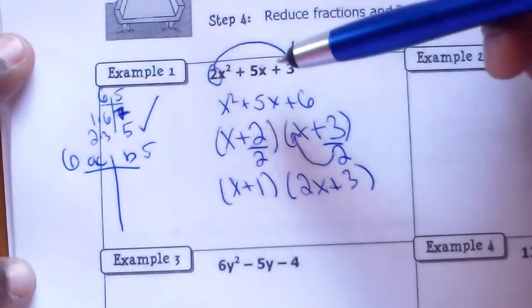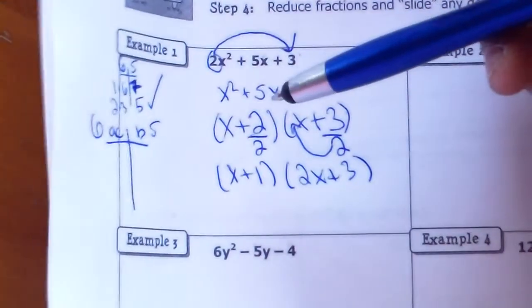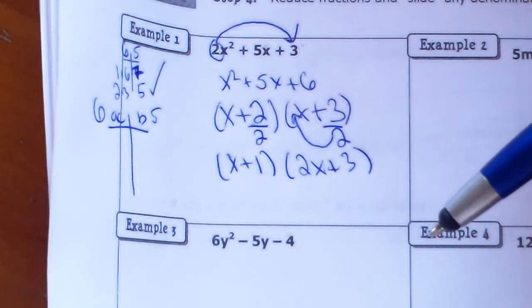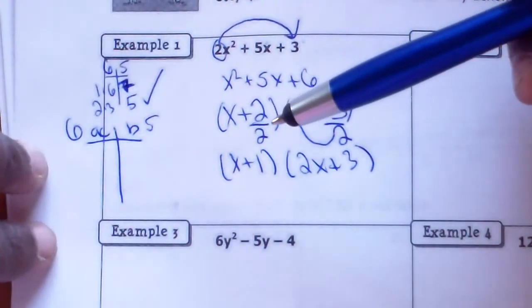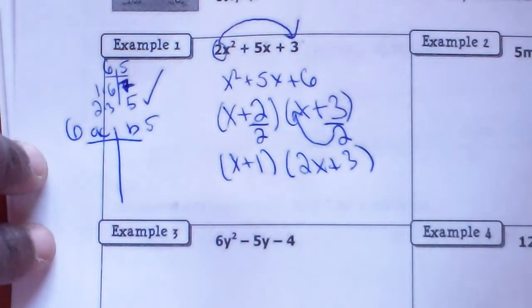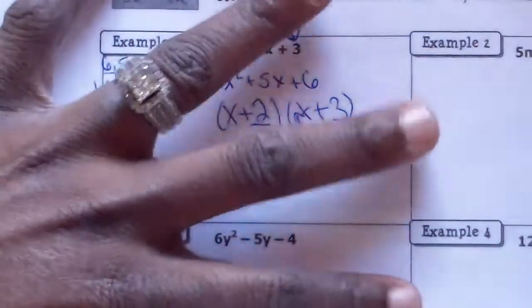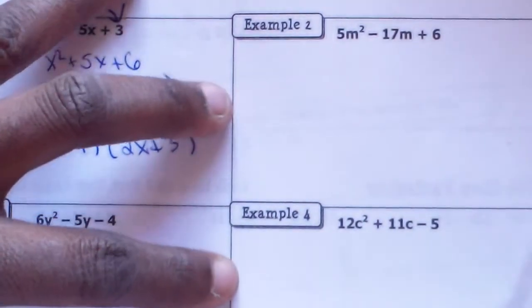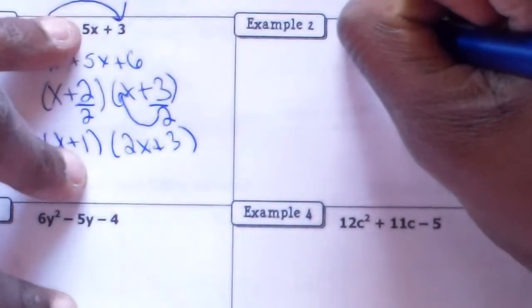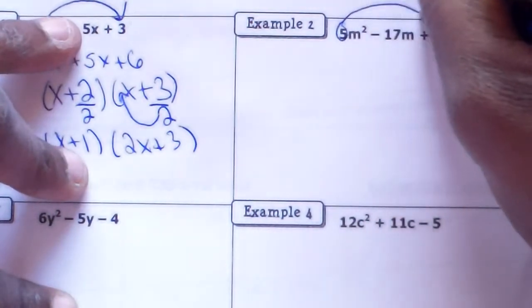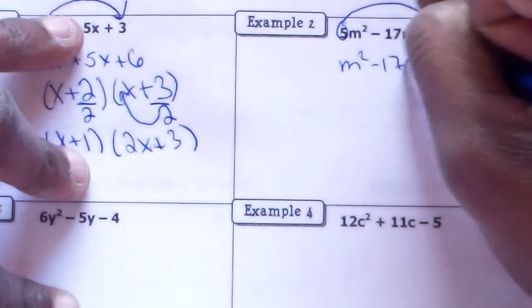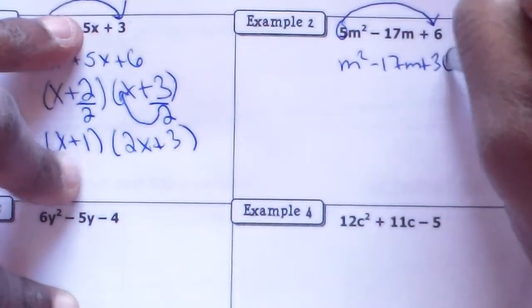Slip and slide is kind of like using two methods in one. You have to do the slip and slide, and you also have to do the distribute method using the T-chart. Got it? So let me look at the second one. If we did the slip and slide method, we would take this 5 times 6. That's going to leave us with m squared minus 17m plus 30.